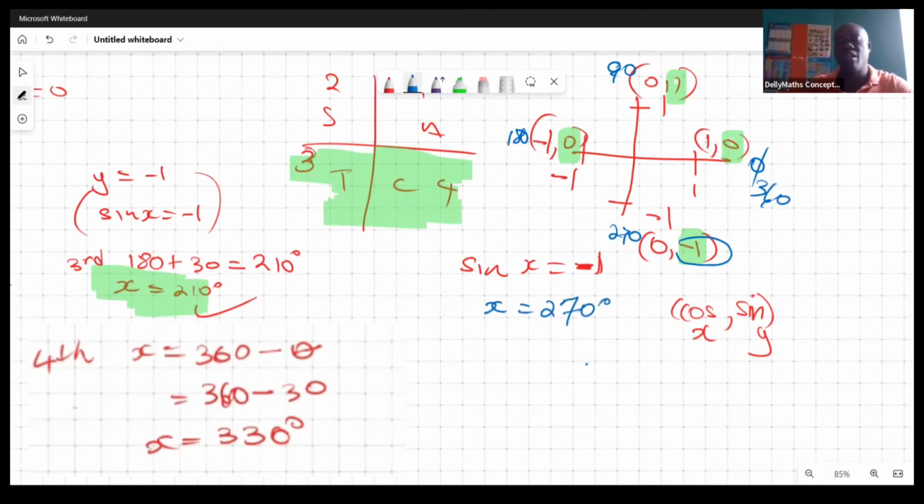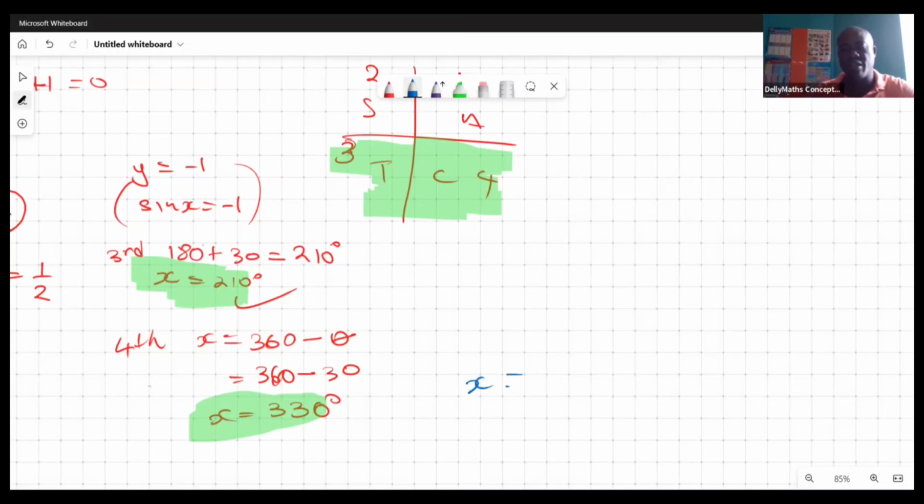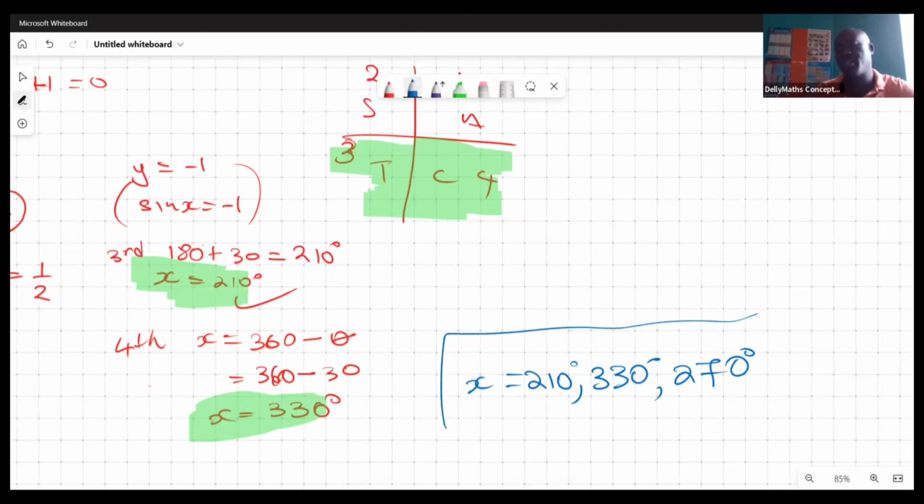270 degrees. We're looking at where x is going to equal 210 degrees and 330 degrees. Also, x is equal to 270 degrees. Here are the three responses.